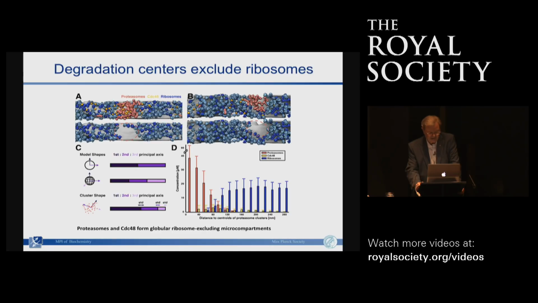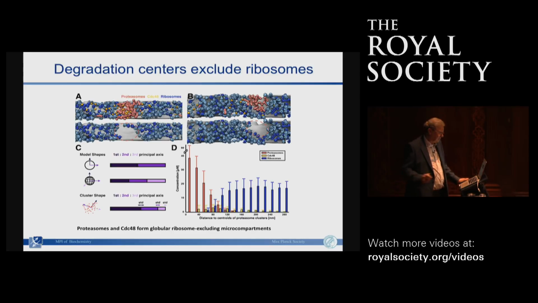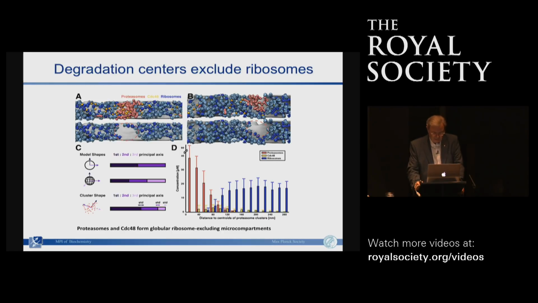Now a little bit about the clusters here. This is another two clusters, and if you do statistics, you see it's a very clean separation. Where the proteasomes are, the ribosomes are excluded. And CDC48, which down here might be a little bit difficult to see, is basically at the interface, but it's sort of spread out.